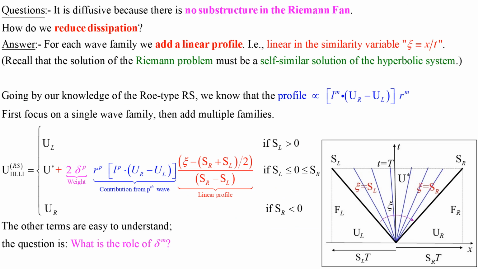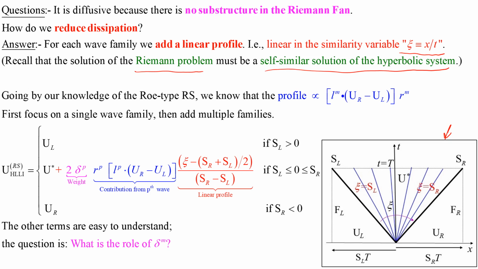And we realize that if we want to put back the substructure in the Riemann fan, we still have to retain the idea that a Riemann problem is in fact a self-similar solution of a hyperbolic problem, and therefore the substructure that we can put in depends only on the similarity variable, which is the ratio of x over t. So notice that in this figure we would like to put in substructure, but along each of these blue colored rays that you see, the solution will be a constant.